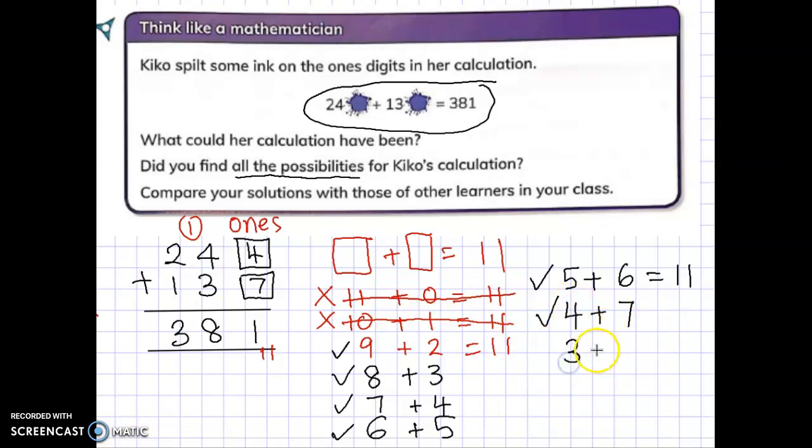After 4, we go on with 3, and 3 pairs with 8. This should work as well. As long as they are single digits, you can fit them in the ones place. Next, 2 plus 9. And that's it. No more, because if we go on to 1, it'll be 10. Okay, so here we complete everything. So these are all the possibilities.